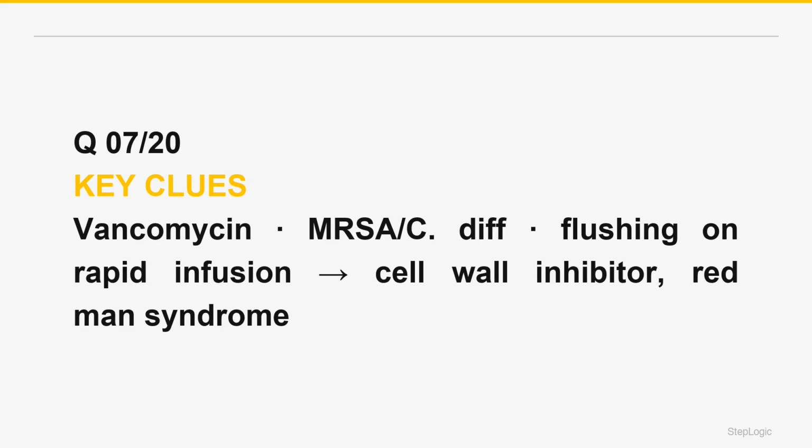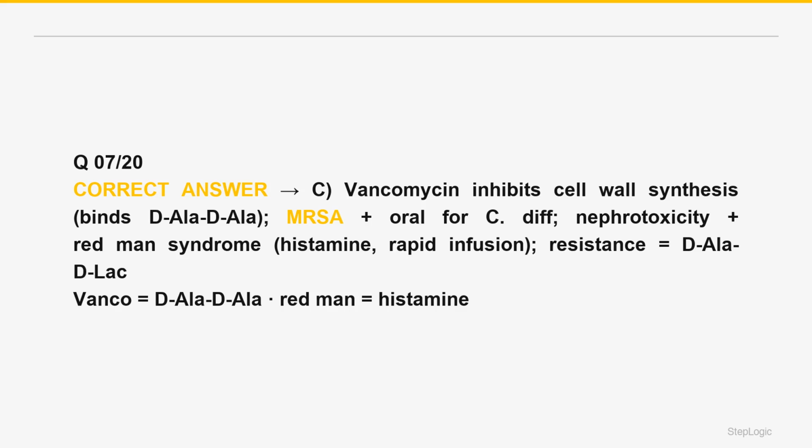Vancomycin is a glycopeptide antibiotic that inhibits bacterial cell wall synthesis, but by a different mechanism than beta-lactams. It binds directly to the D-alanyl-D-alanine terminus of peptidoglycan precursors, sterically blocking their incorporation and cross-linking. It is bactericidal and used for serious gram-positive infections, notably MRSA, methicillin-resistant staph, and other resistant gram-positives, and is given orally where it stays in the gut to treat C. difficile colitis. The correct answer is C.